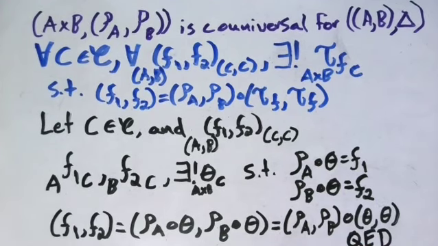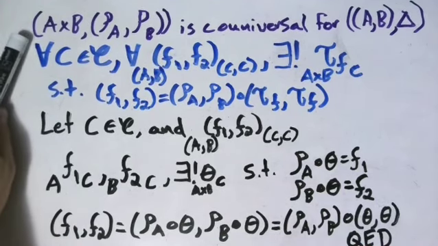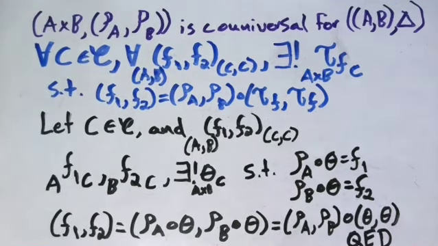We have proved that the categorical product of A and B, together with the projections into A and B respectively, forms a co-universal for the ordered pair AB in the product category C cross C and the diagonal functor delta.